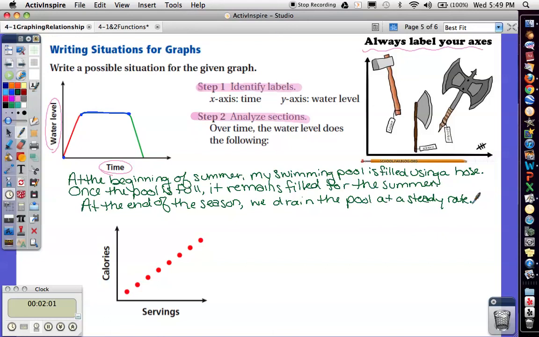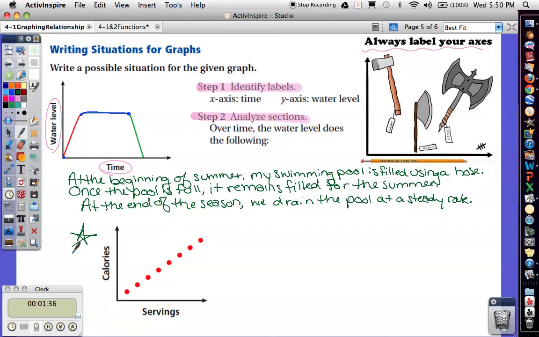So at the beginning of the summer, my swimming pool is filled using a hose. Once the pool is full, it remains filled for the summer, and at the end of the season, we drain the pool at a steady rate. Just an example, guys, of what you could do here. It doesn't have to be exactly that. For this first one, I hope you have a similar situation, but again, here's your other part for your ET. So you're going to finish this other example. On the calories, write me a situation that matches.